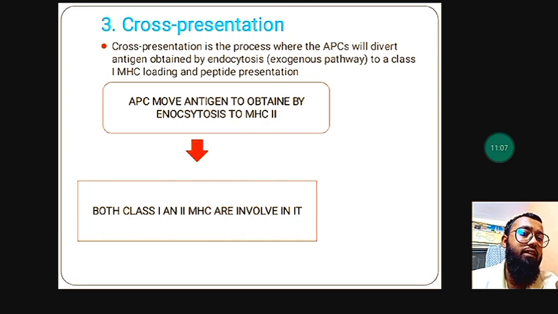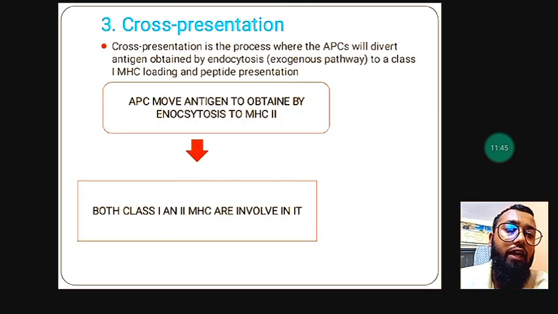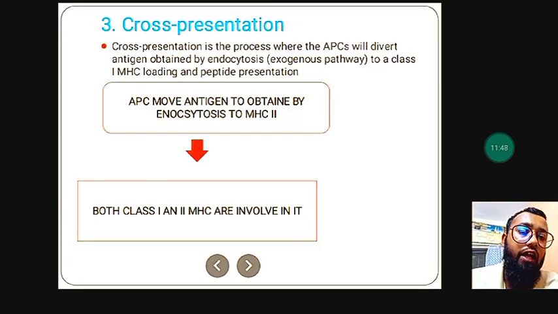So what happens in cross presentation? The APC, the antigen presenting cell, moves the antigen obtained by endocytosis to class 1 MHC. So the phenomenon of cross presentation requires internalized antigen. Remember, students, my words: cross presentation requires internalized antigen, and this internalized antigen is handled by the exogenous pathway leading to class 2 MHC presentation, and then it is redirected to MHC class 1. So both class 1 and class 2 MHC are involved in cross presentation.